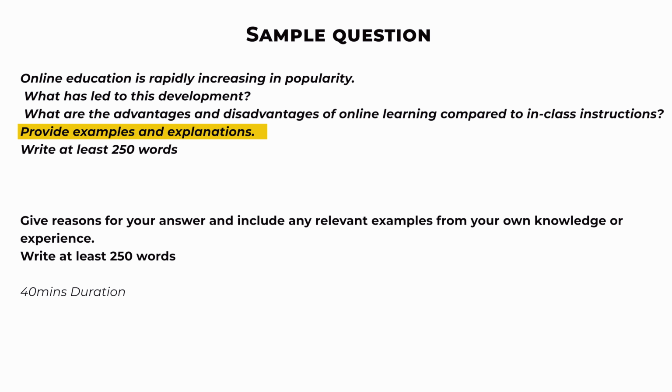Provide examples and explanation. Write at least 250 words, and they will add, give reasons for your answer and include relevant examples from your own knowledge or experience. And you are expected to write 250 words. The time allocated for task 2 questions is 40 minutes.